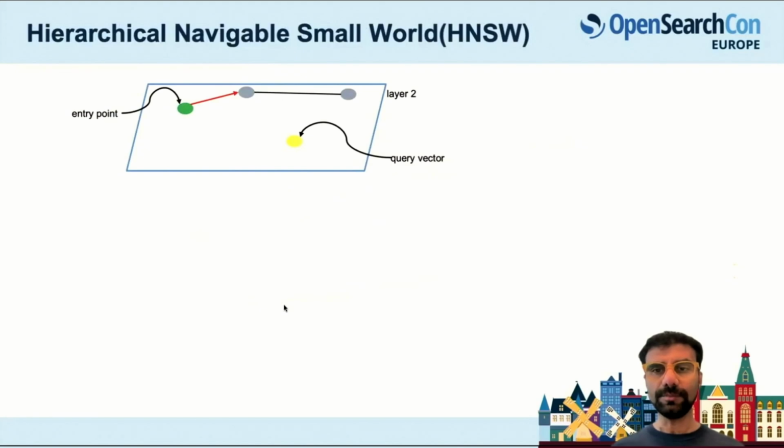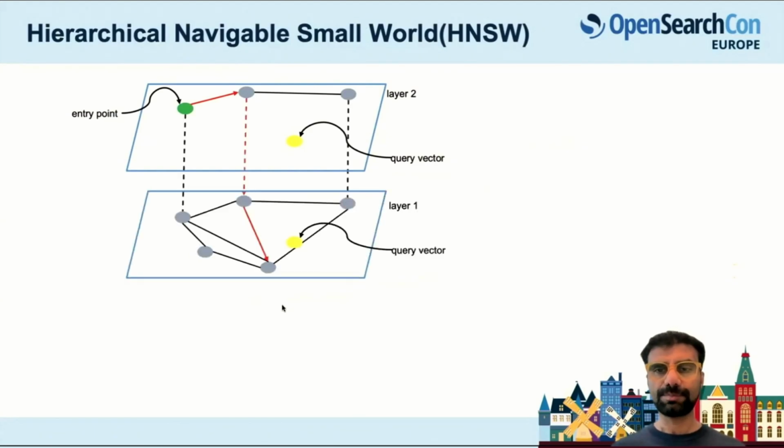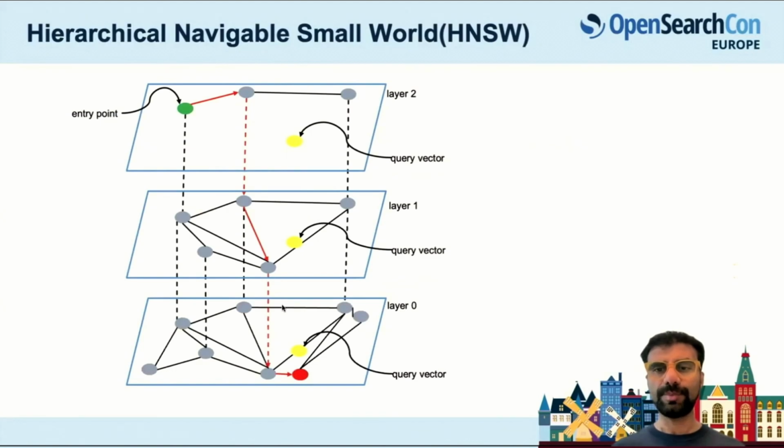Now, HNSW is an evolution of NSW, where the graphs are stacked in layers. The layers are arranged such that in the top layer, we have the longest links, and in the bottom layer, we have the shortest. During the search, we enter at the top layer, traverse the edges in the layer, just as we did for NSW, until we find the local minimum. At this point, we shift to the current vertex in a lower layer and repeat this process until we find the local minimum of our bottom layer, which is layer 0.